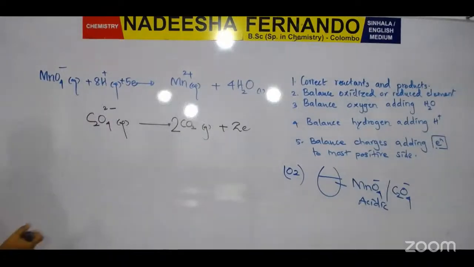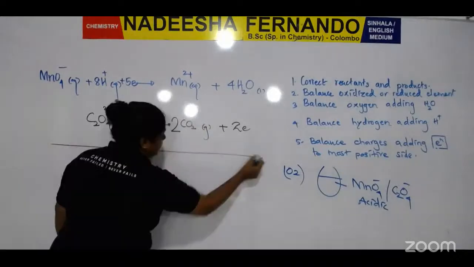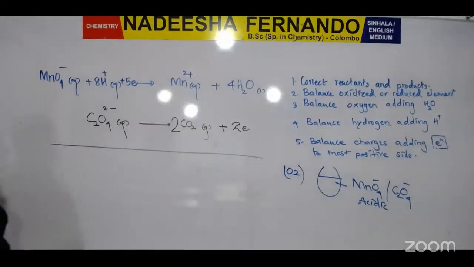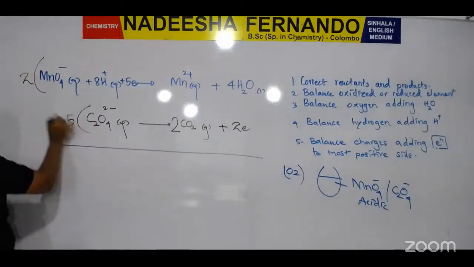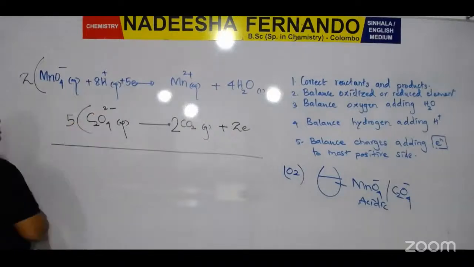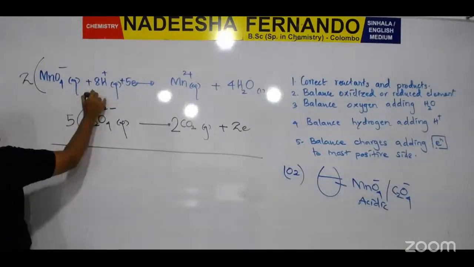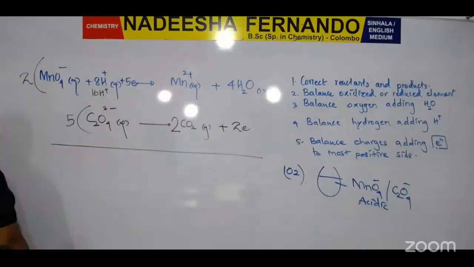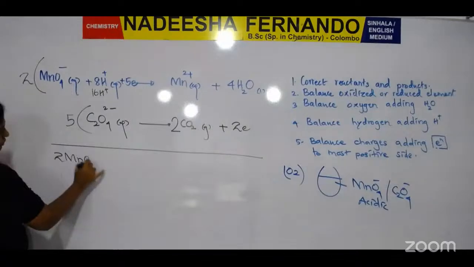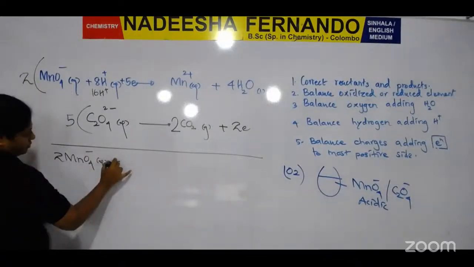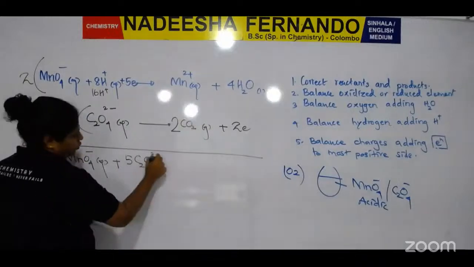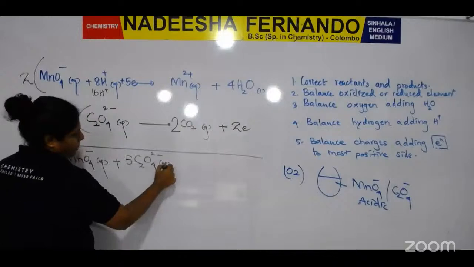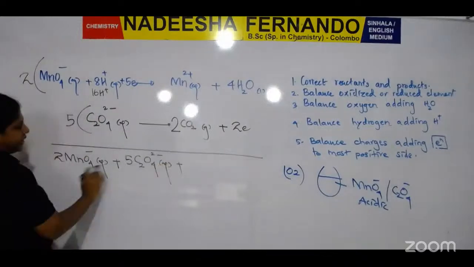To get the balanced ionic reaction, you need to multiply this by 2, this by 5. 2 times 5, 10 electrons. 2 times 8, 16 H pluses. Right? So here 2 MnO4 minus plus 5 into C2O4 2 minus is 5 C2O4 2 minus. We first write the main two components, guys.